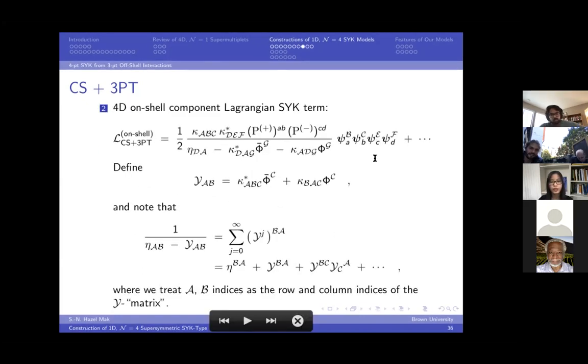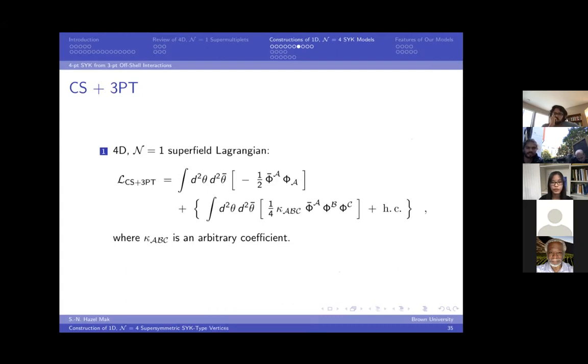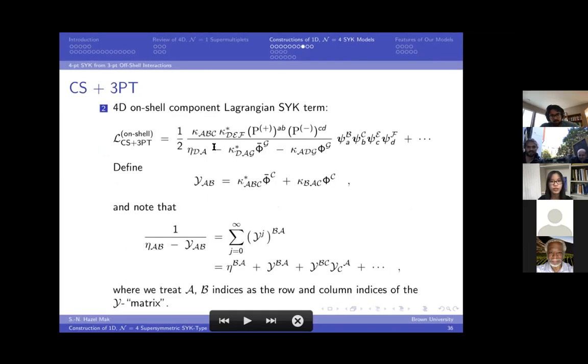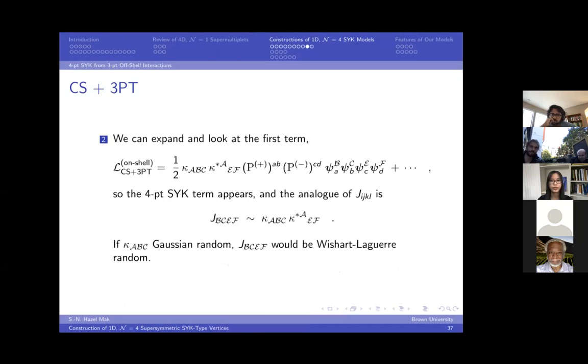And then, from this process of integrating out the auxiliary fields, we can get this term, which is nonlinear, but when you expand it, the first term will be the SYK term. Yeah, and then we can look at this term, which at first sight may be a little bit complicated, but if you stare at it, we will have an analog of this coupling J_ijkl. We call it J_abcdef probably.